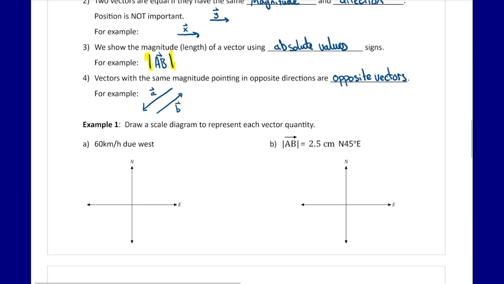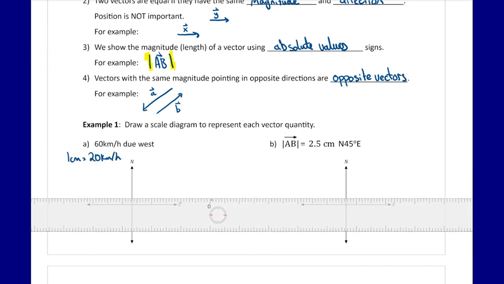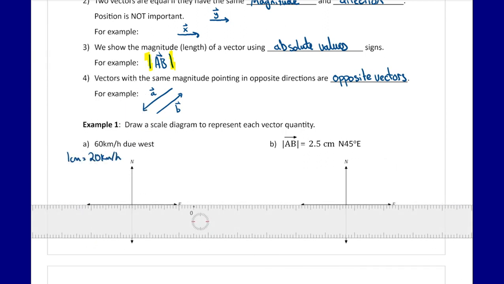So in our first example, we want to draw a scale diagram to represent each vector quantity. So we are going to try to be as accurate as possible because we're making a scale diagram. Right, so I want to draw the vector that's 60 kilometers per hour due west. So we have a magnitude, we have a direction. I need to draw it heading in the west direction. So I'm going to come up with a scale first. I'm going to say that 1 centimeter is equal to 20 kilometers per hour. Right, because that way at least I know how long my magnitude is going to be.